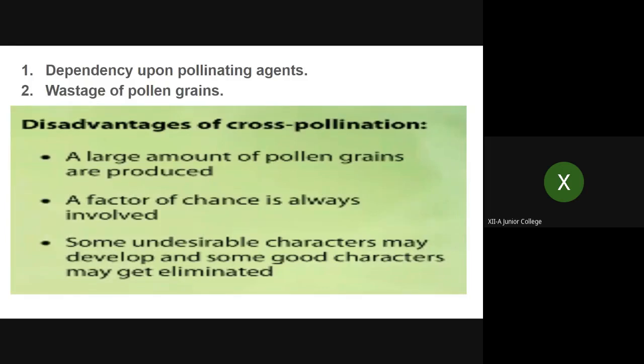The next important point is that pollen grains have to be produced in large quantity, as there is wastage of pollen grains. So that's why more energy is utilized in the production of pollen grains. This is one disadvantage you can consider for cross pollination. And then the factor of chance is always involved. That means sometimes some undesirable characters are introduced, and sometimes good characters can be eliminated. So there is a chance. So these are some of the disadvantages of cross pollination.